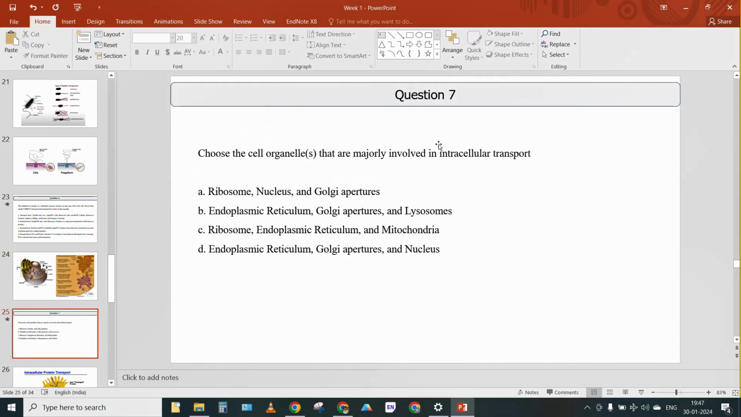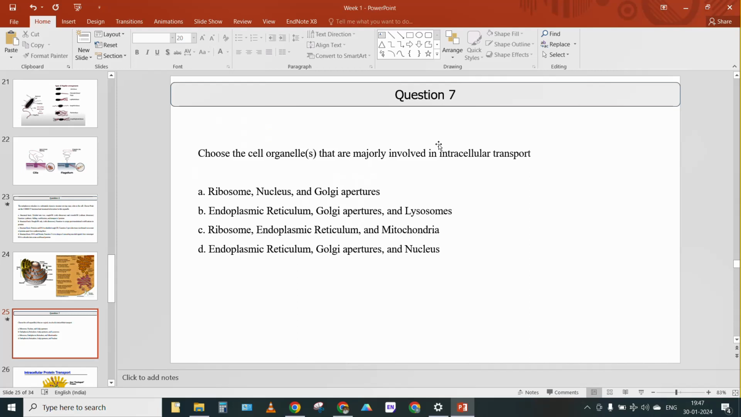Choose the cell organelles that are majorly involved in the intracellular transport. Here some options are there, like ribosomes, nucleus, and Golgi apparatus. Which organelles are mainly responsible for the intracellular transport? Would anyone like to answer this question with some strong evidence? Anyone?